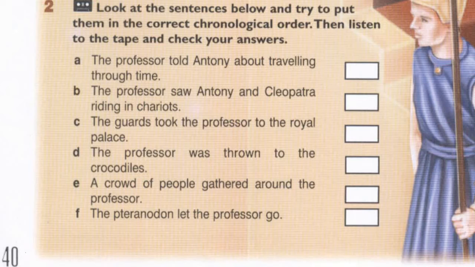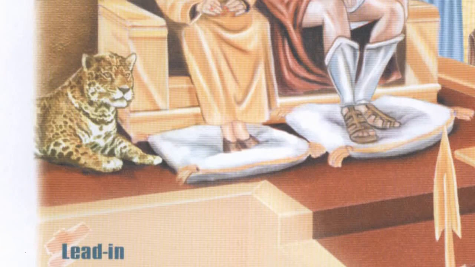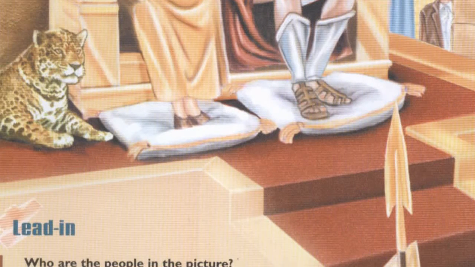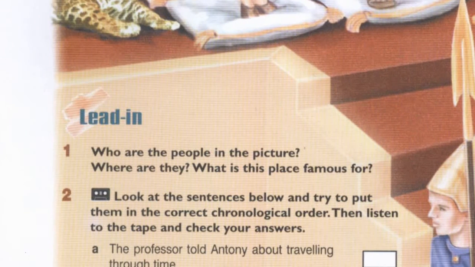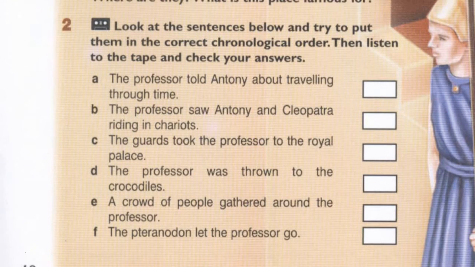And F. The Pteranodon let the professor go. Okay. Do you remember? Pteranodon is a dinosaur. I think probably a feline dinosaur. I don't remember from previous, but I think it's a feline dinosaur. Okay, so here, you were supposed to put them in order, and your time is up.